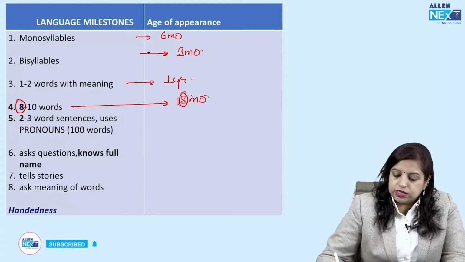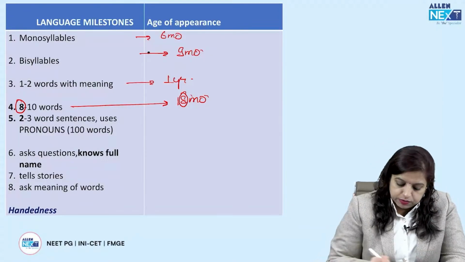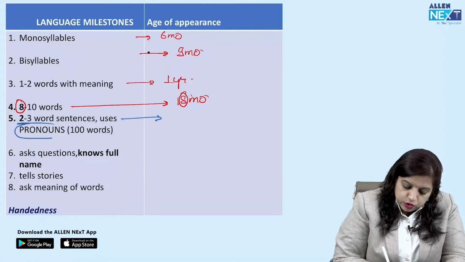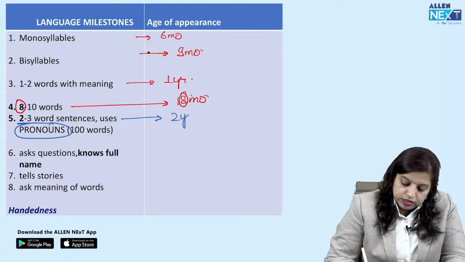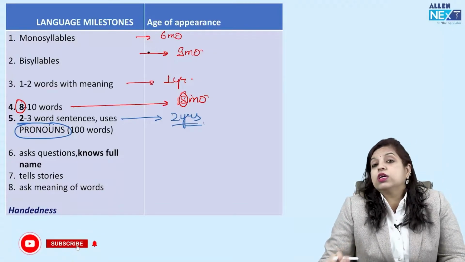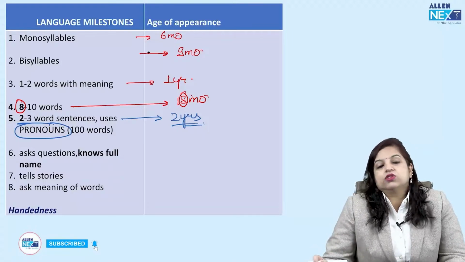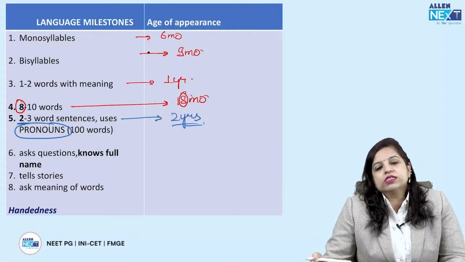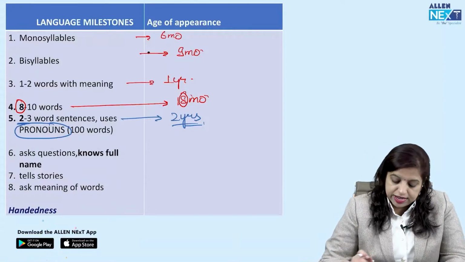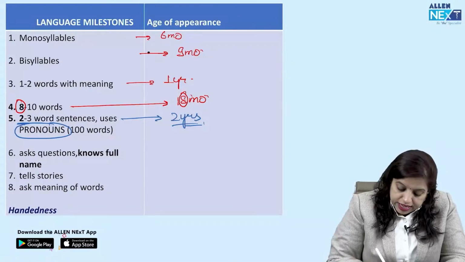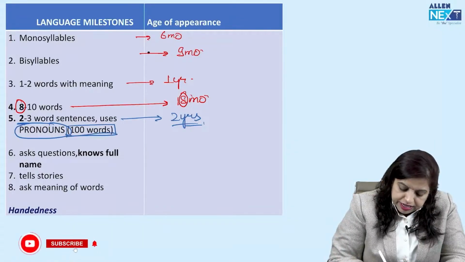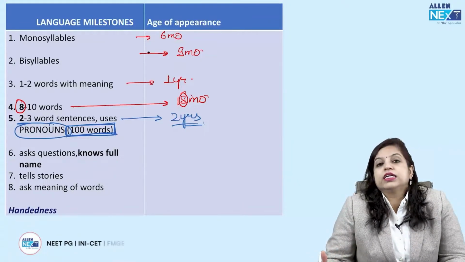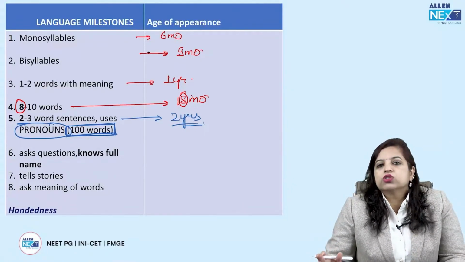Now 2 to 3 word sentences. Over here we have to make some distinction. So 2 to 3 word sentences and the usage of pronouns come around 2 years of age. Remember, 2 to 3 word sentences, not 2 to 3 words only. A sentence made up of 2 to 3 words comes around 2 years of age, while at 2 years of age, the vocabulary increases greatly to 100 words. They can simply ask you, vocabulary of 100 words is seen at what age? Remember, 2 years.